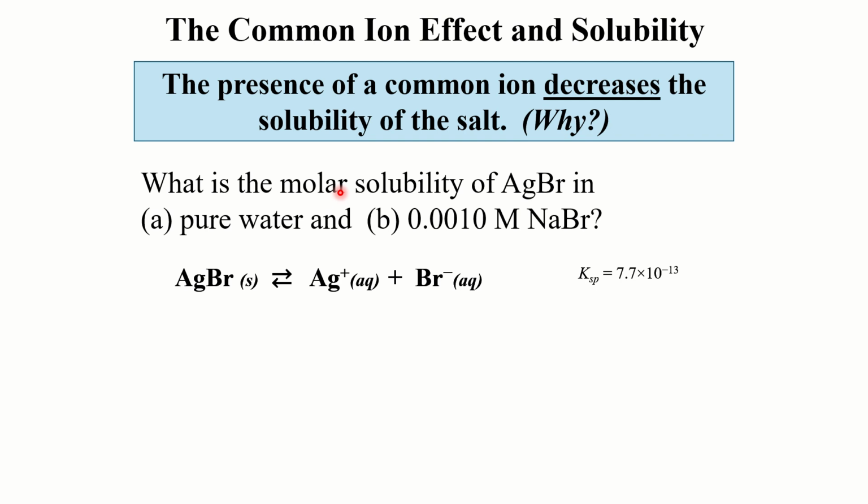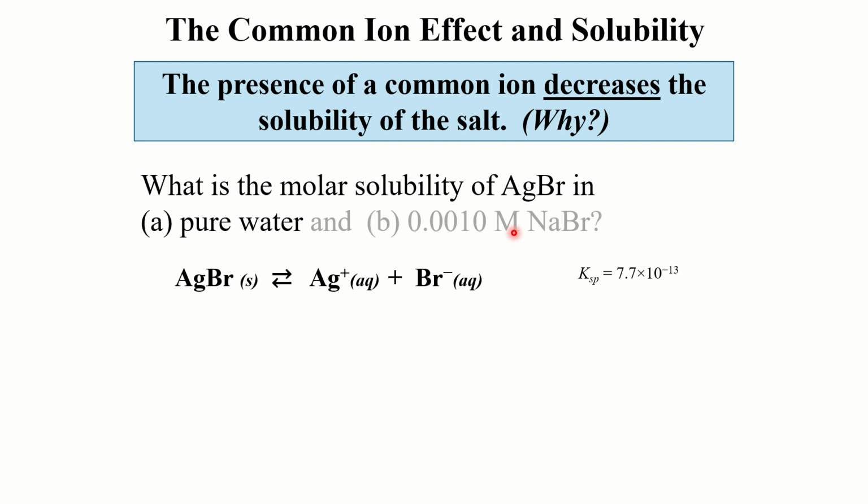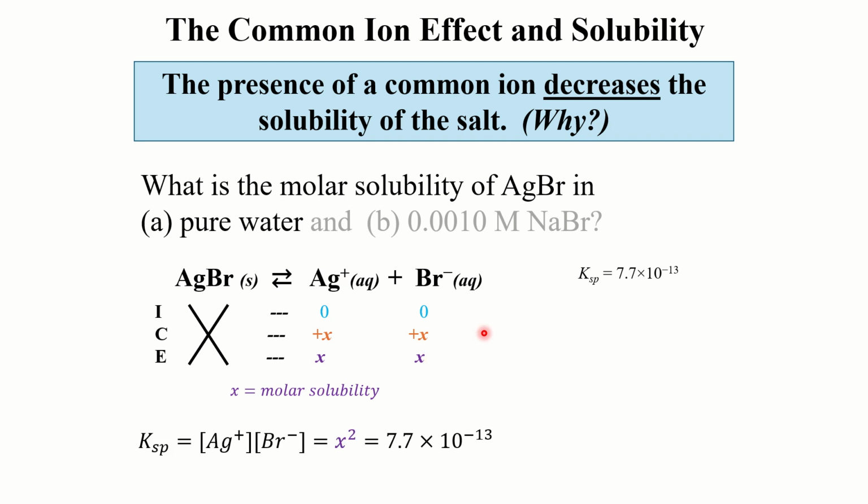This question states, what is the molar solubility of AgBr, first in pure water and second in a solution of 0.0010 molar NaBr? Let's start with letter A. So I can go ahead and set up my ice table. I'm ignoring the solid. The initial concentration of both ions is 0. Their changes are both plus X, giving equilibrium concentrations of X. Remember that X tells you the molar solubility.